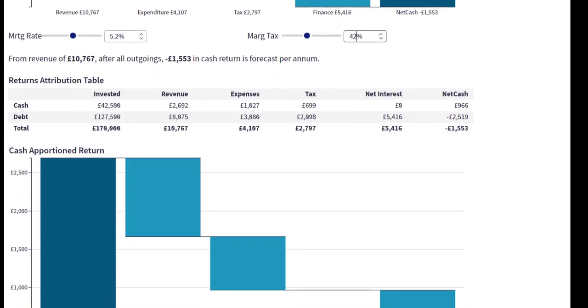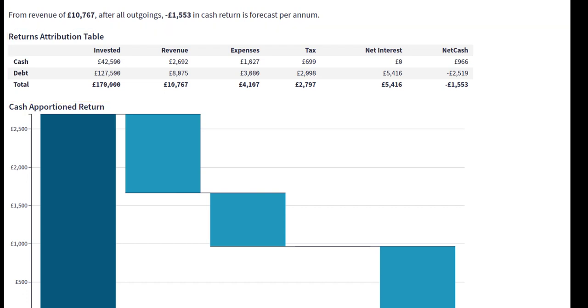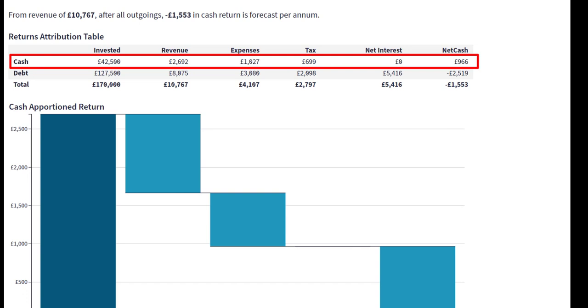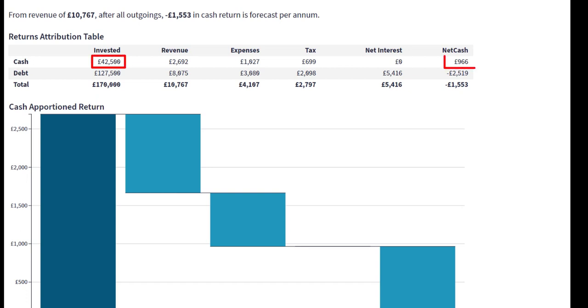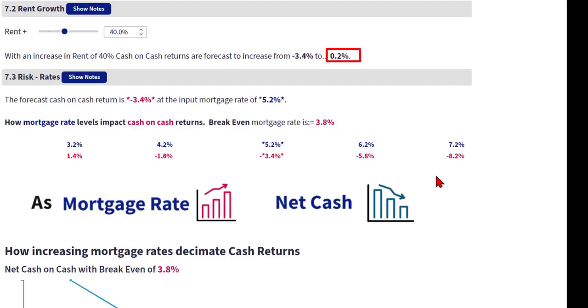Next we'll take a look at the returns attribution table. I find it incredibly useful to set out the amount that we've invested, whether it be cash or debt, and how that generates a return that we can attribute to either cash or debt. So for example, cash, we've invested 42,500 and we're going to make £966 from that. And debt, we've invested 127,500 of the bank's money and we make a cash loss of £2,519 per year.